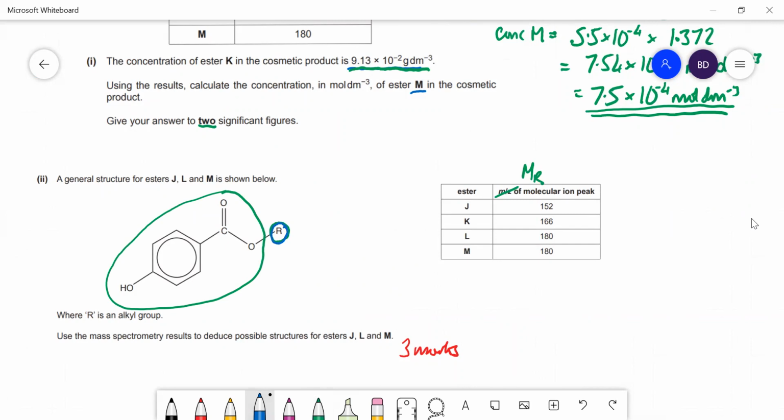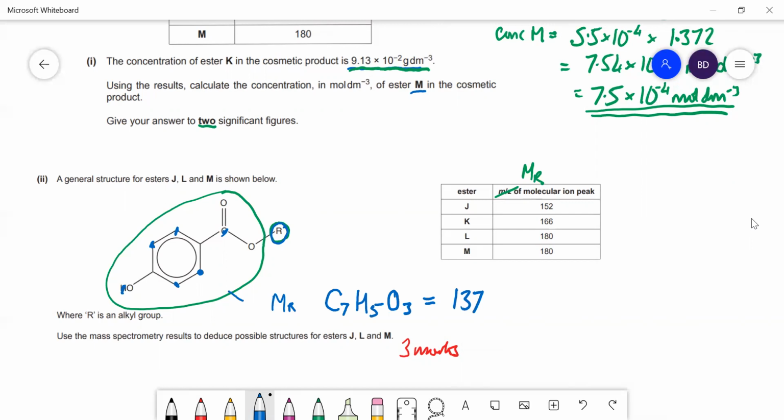So first of all, let's work out what the formula of that is. Let's work out the MR of the bit in green, okay? So we've got six carbons in the benzene ring, and another one there makes 7, C7. How many H's have we got? Well, we've got 1, 2, 3, 4, 5 H's, and we have got 3 oxygens. How heavy is that bit? The mass of that fragment would be 137.